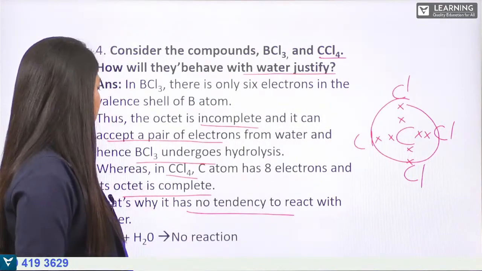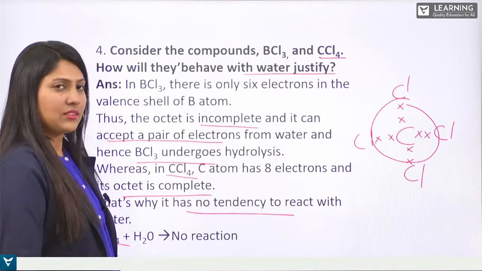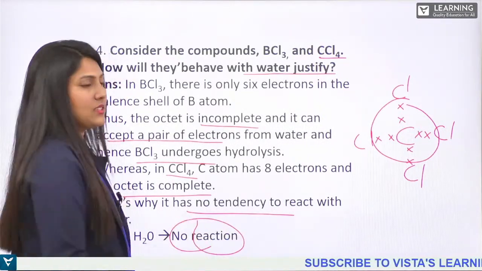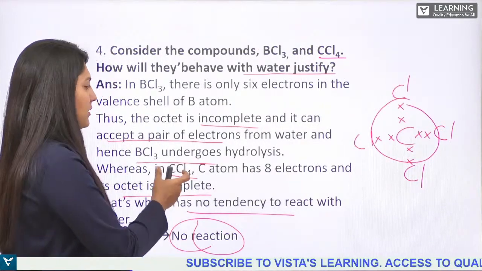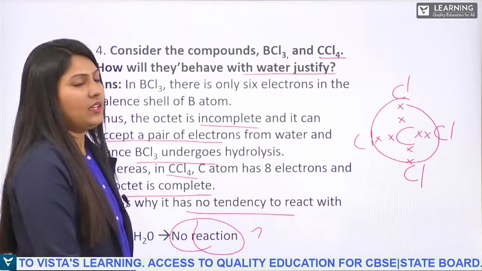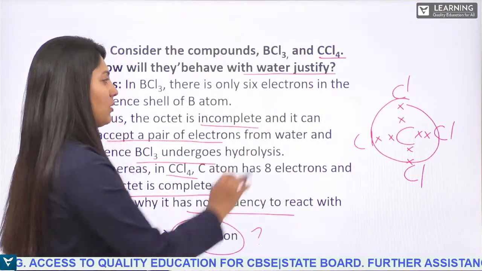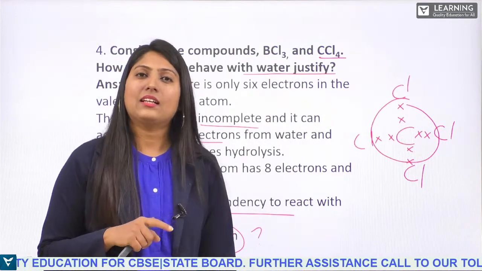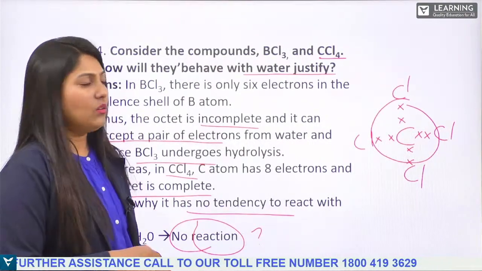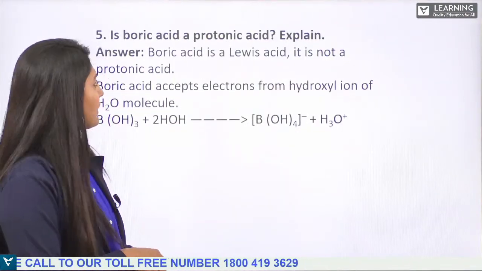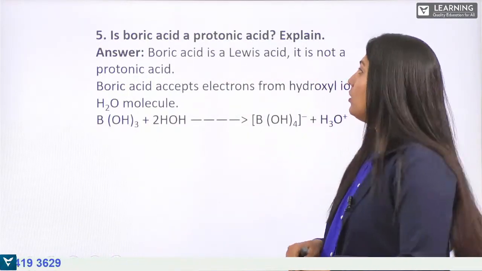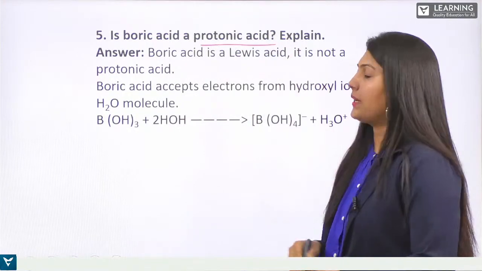Got it? So for carbon tetrachloride with water, we don't have any reaction. Whenever we are asked what happens when carbon tetrachloride reacts with water, you can write no reaction. Why? Because in carbon tetrachloride, the carbon has 8 electrons, a completely filled octet structure, and it doesn't react with water molecules. Next question: is boric acid a protonic acid? Explain.